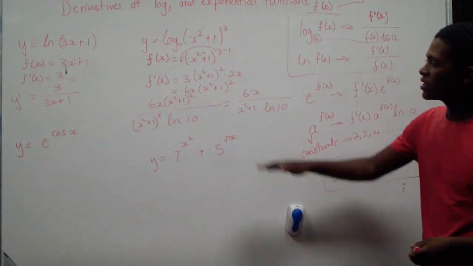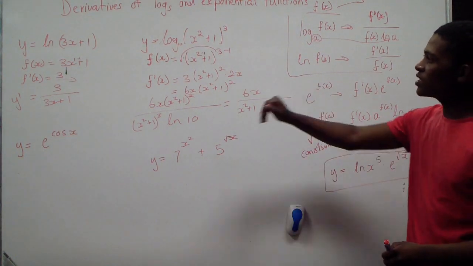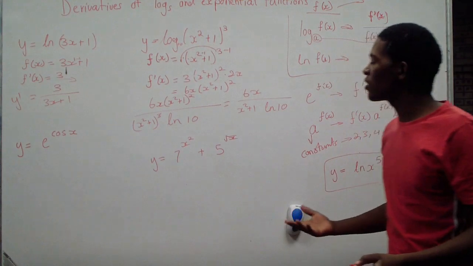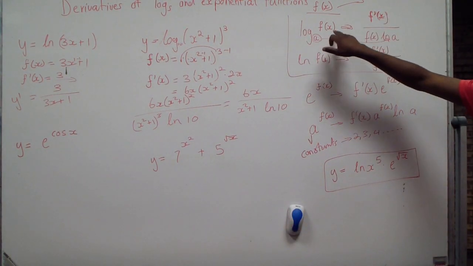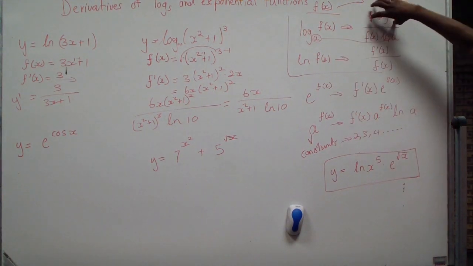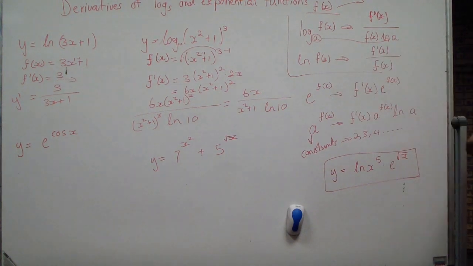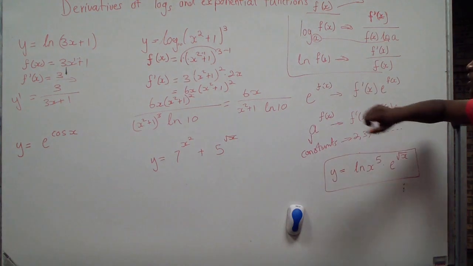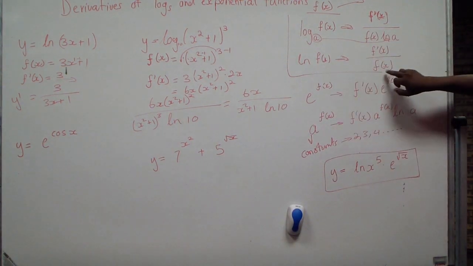This is the derivative of what? Of this function. So it's easy to derive your logs, your ln and your log. You just apply the formula that says if you are having a log of a function and a base, then you need to have the derivative of your function all over your function and ln a. Or ln of a function, you'll say you need to have the derivative of a function all over what?